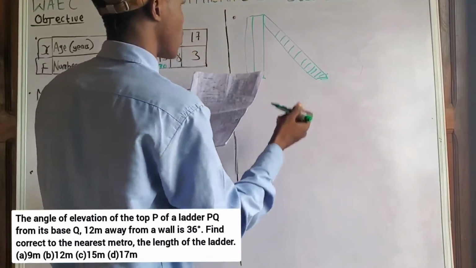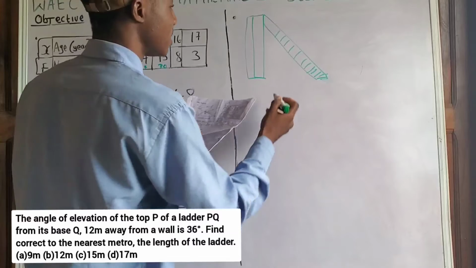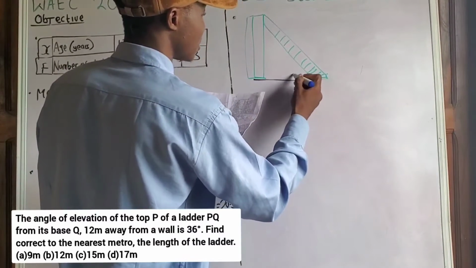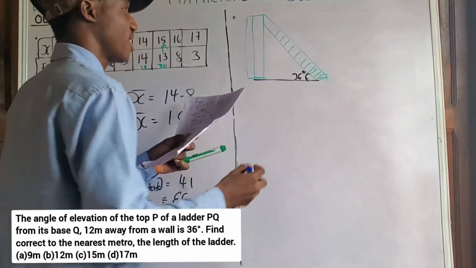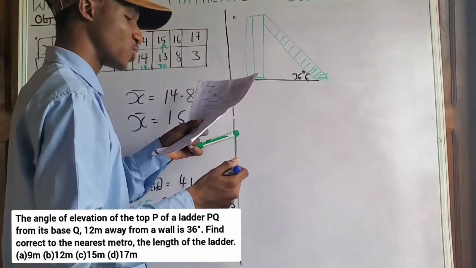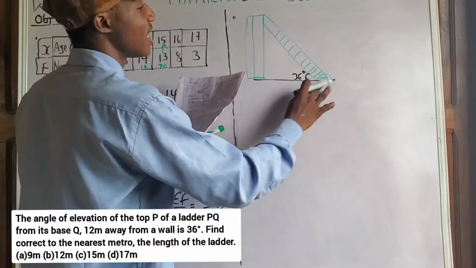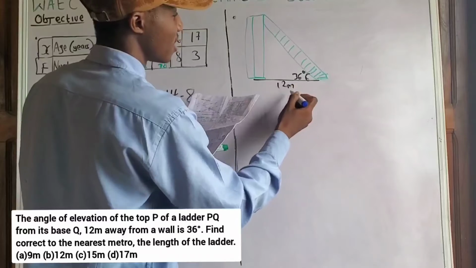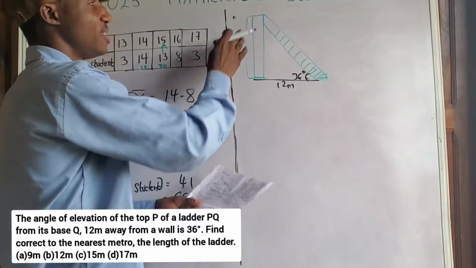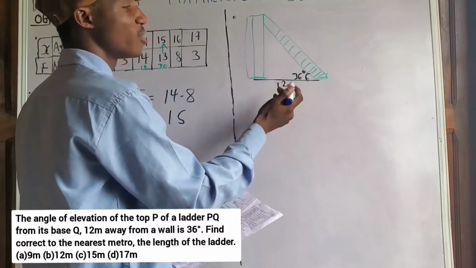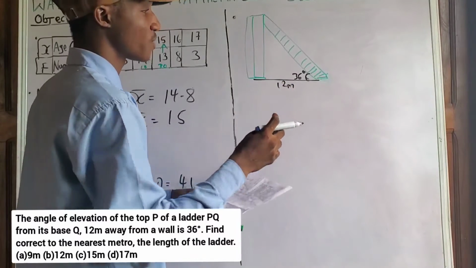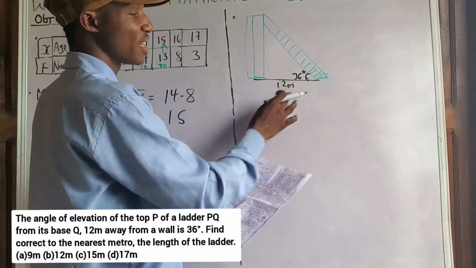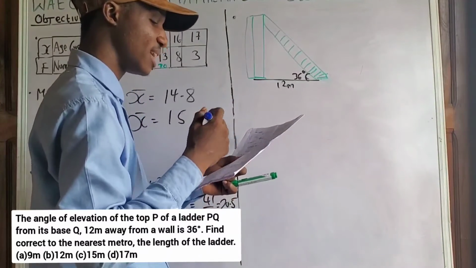Okay, so the angle of elevation is what? 36 degrees. So the angle of elevation is the angle between this place. That is 36 degrees. Now the distance between the foot of the wall and the ladder is what? 12 meters. You can see how I drew out the diagram. This is the wall, this is the ladder. The angle of elevation from the foot of the ladder is 36 degrees, and the distance between the wall and the foot of the ladder is 12 meters. So we are asked to calculate the length of the ladder.